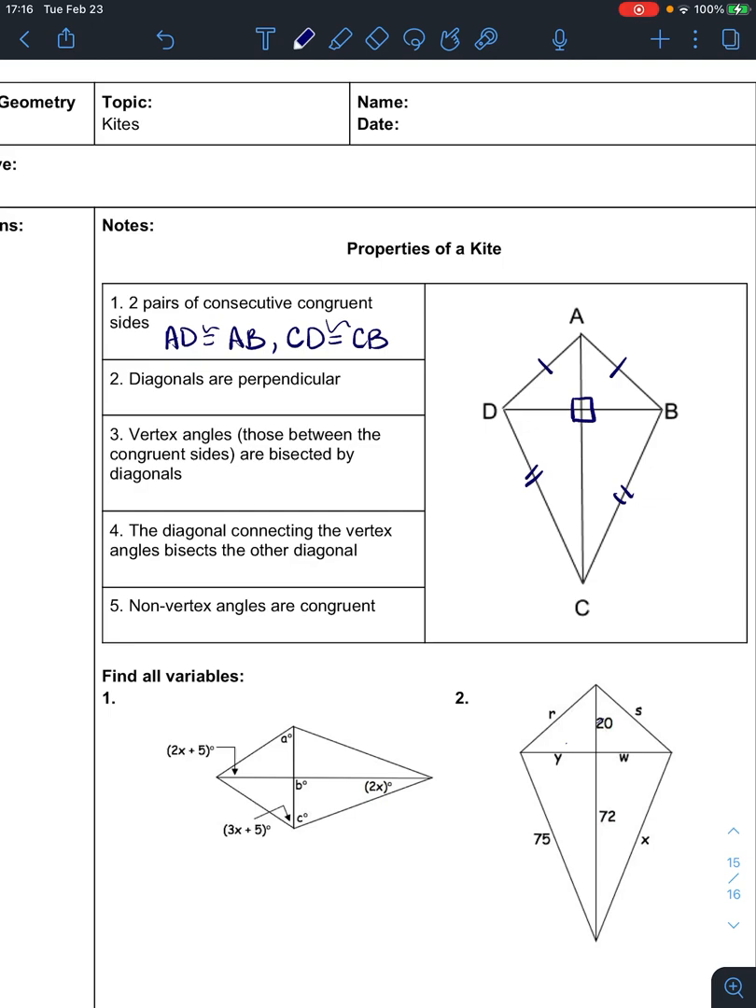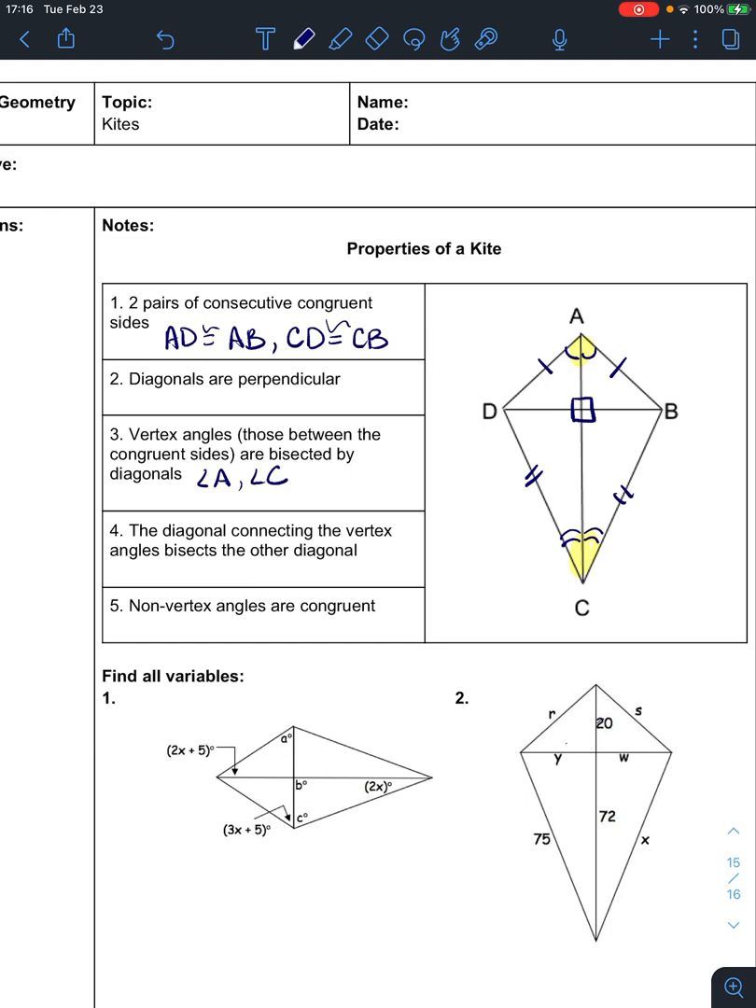Vertex angles, which are those angles that are between those two congruent sides. So angle A is a vertex angle and angle C is a vertex angle. Okay, so that says angle A and angle C are the vertex angles. They are bisected by the diagonals. And so that means that angle A got cut in half and angle C got cut in half.